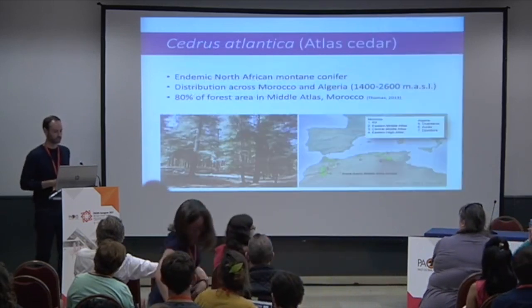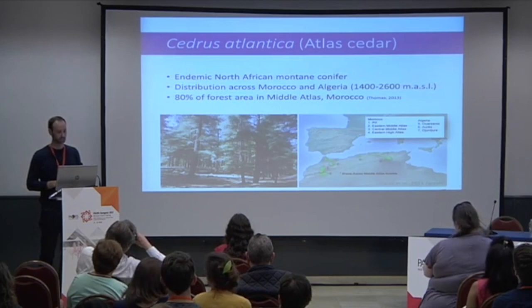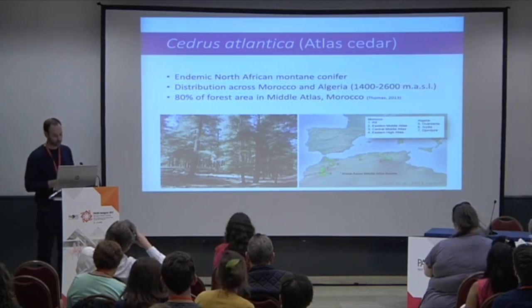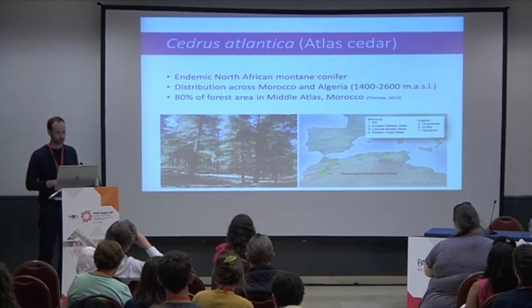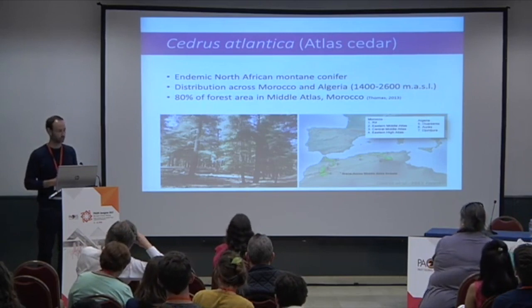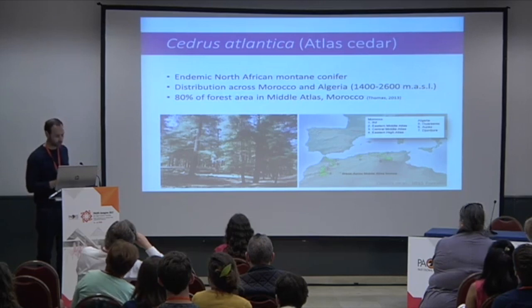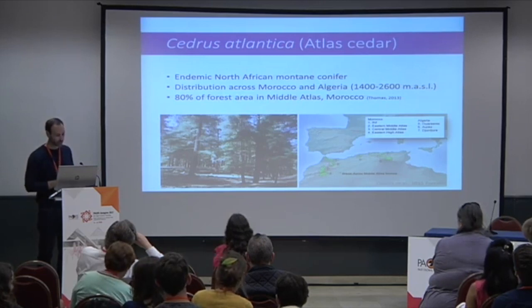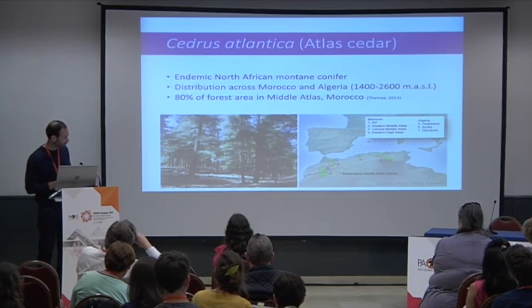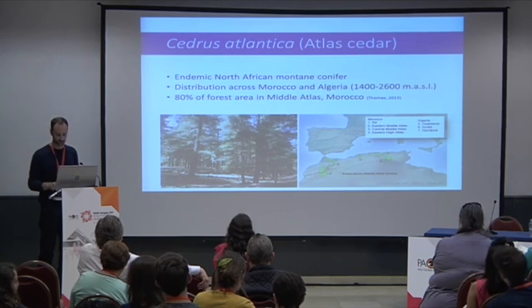The focus of my talk today is the Atlas or Atlantic cedar, Cedrus atlantica. It's an endemic conifer to North Africa. It's distributed, shown in green on the right there, in a fragmented distribution across the mountains of Morocco and Algeria. It's concentrated in an elevation range between around 1,400 and 2,600 meters above sea level. Despite that fragmented range, around 80% of the forested area is concentrated in the Middle Atlas. That's number 3 there identified on the map, and that's the focal area for our study.